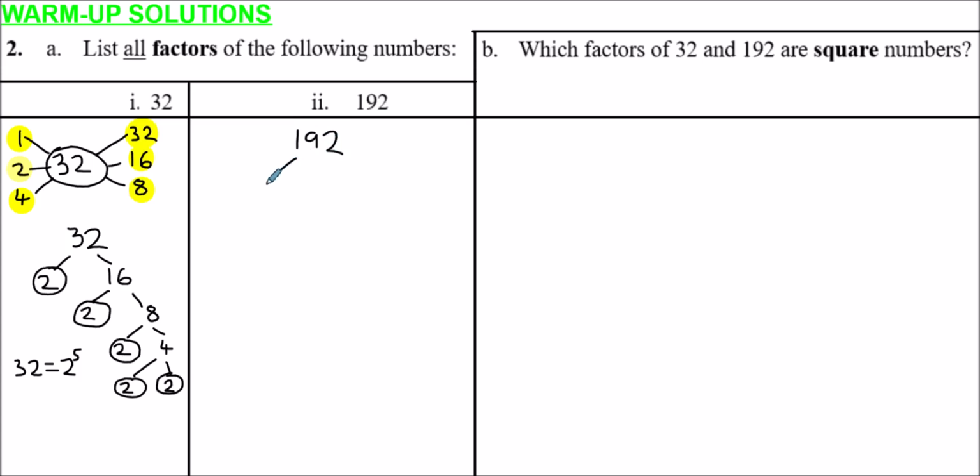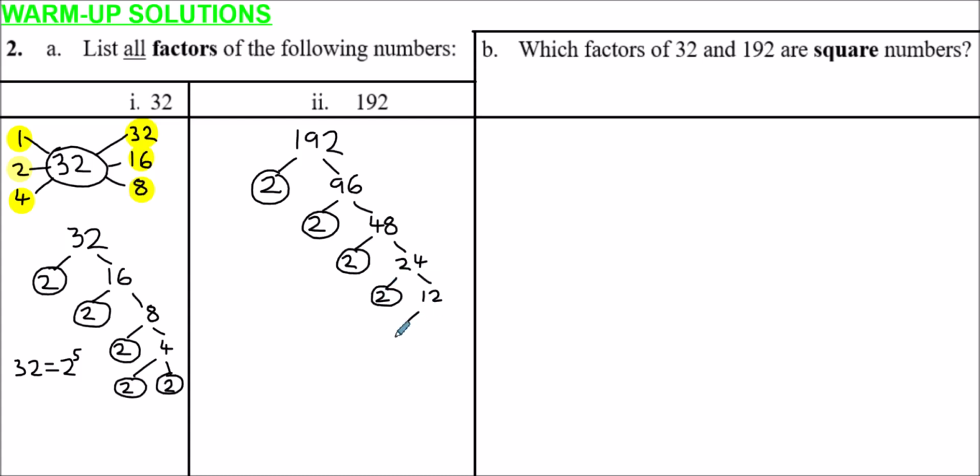So we can half 192, which you should find is 96. 2's prime, so circle that. 96 isn't, so we can half that one, which gives 48. 48 again can be halved. That's 24. Half it again, you know the drill by now, that's 12.